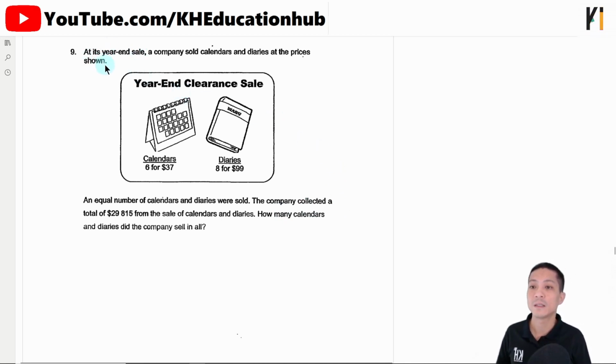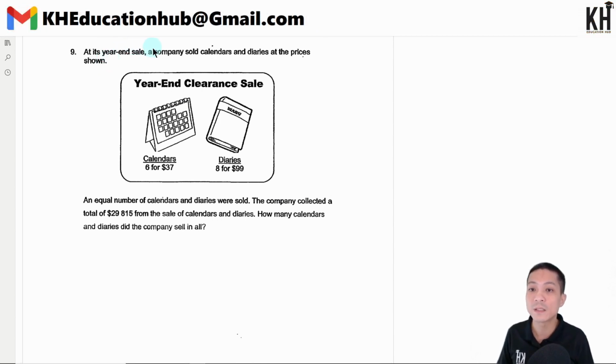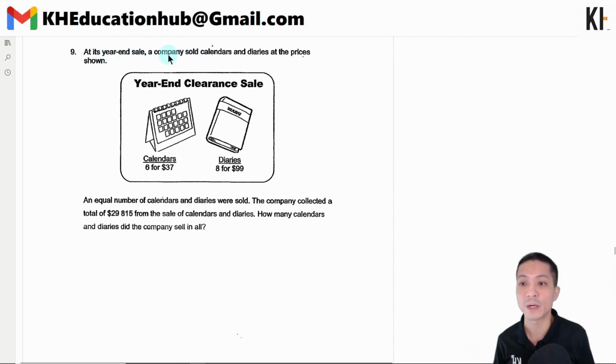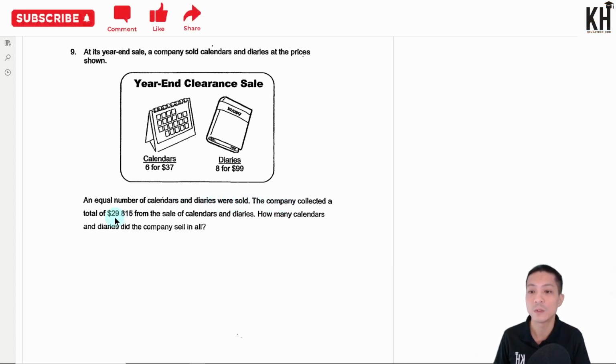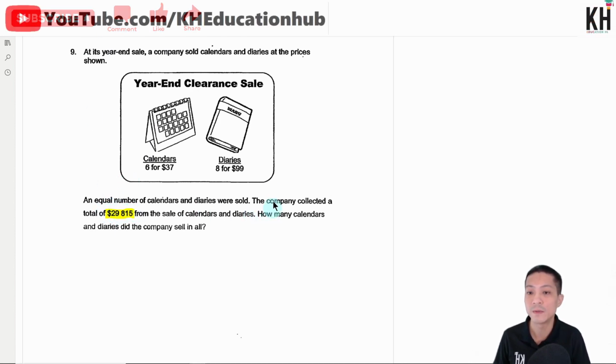Okay, question 9. At this year-end sale, a company sold calendars and diaries at the prices shown below. Okay, so calendars are sold at 6 for $37 and diaries are sold at 8 for $99. Okay, an equal number of calendars and diaries were sold. The company collected a total of $29,815 from the sale of the calendars and diaries. So the key word is equal number.